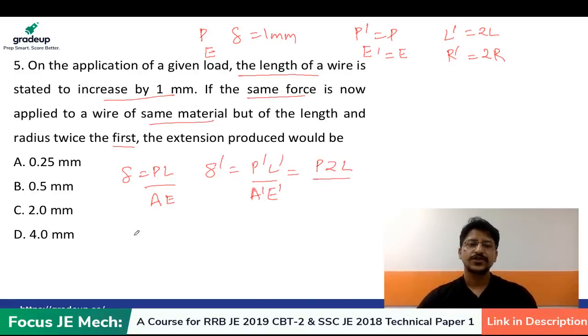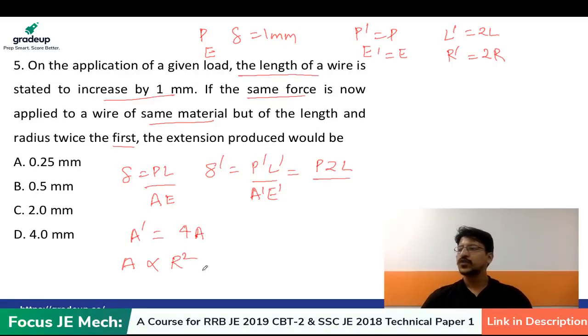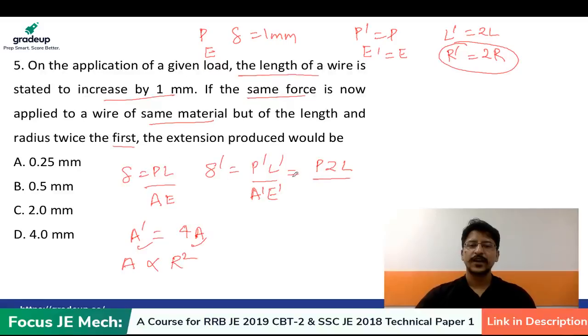But what will be A dash? See, A dash will be equal to 4A. Why? Because area is proportional to your square of radius. Clear? Area is proportional to your square of radius. So you can clearly say that A dash will be equal to your 4A because your radius is twice. If radius is twice, its area will become 4 times. Clear? Its area will become 4 times. So clearly you can write here 4A and the E is same. So this is same.